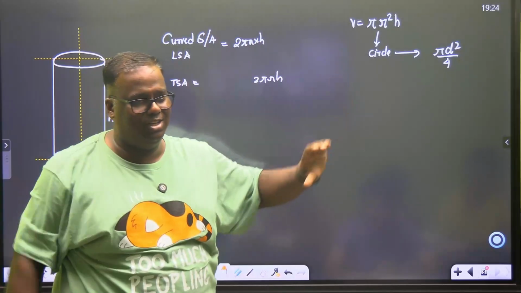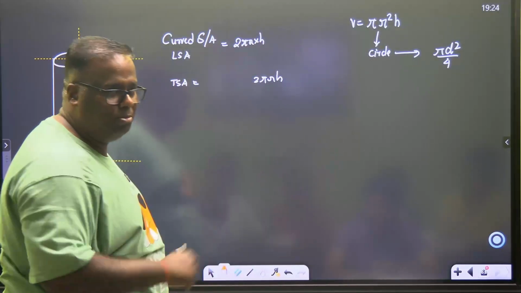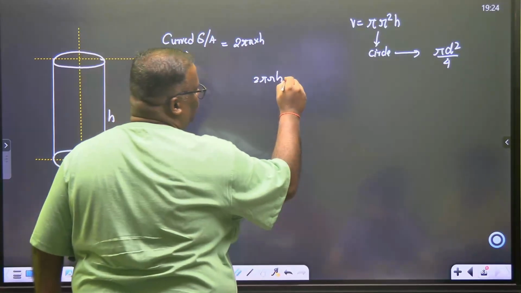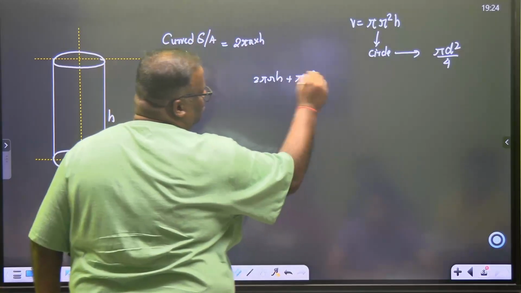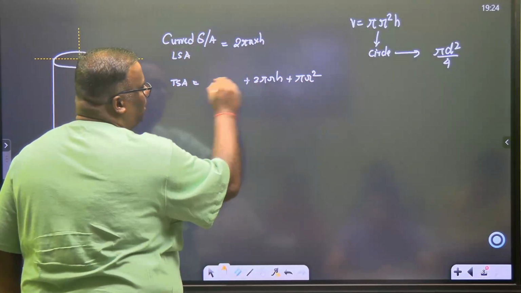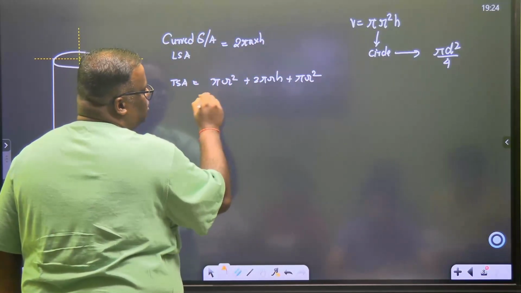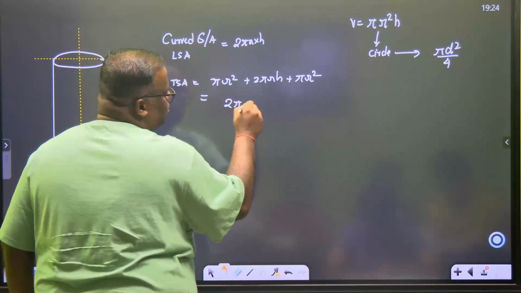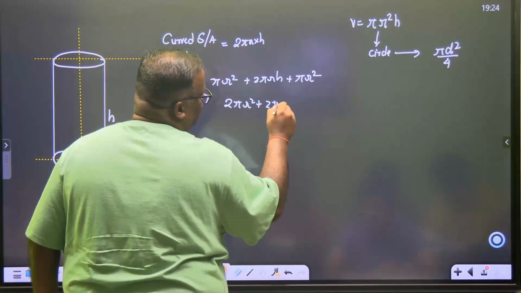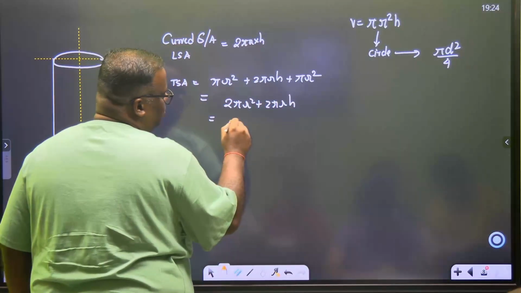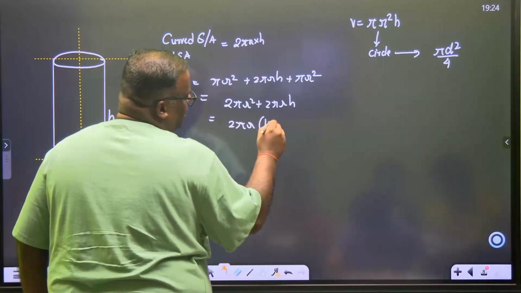Like a magician, I have to close it from the bottom and top. From the bottom, I close it as pi r square. From the top, I close it again as pi r square. So this becomes 2 pi r square plus 2 pi rh. From here, you take 2 pi r common and it becomes h plus r.